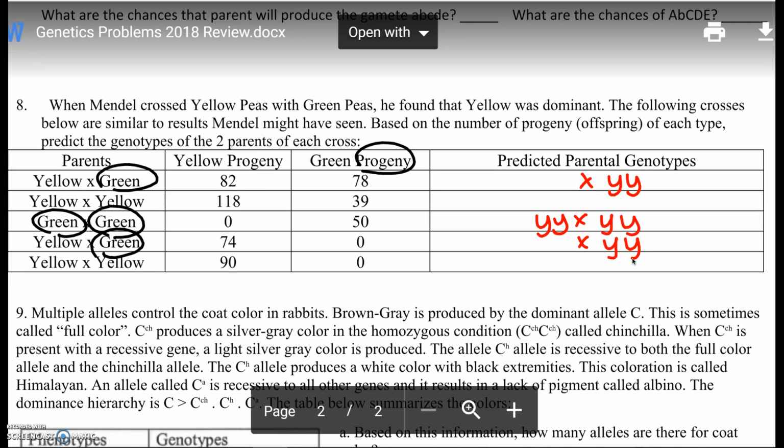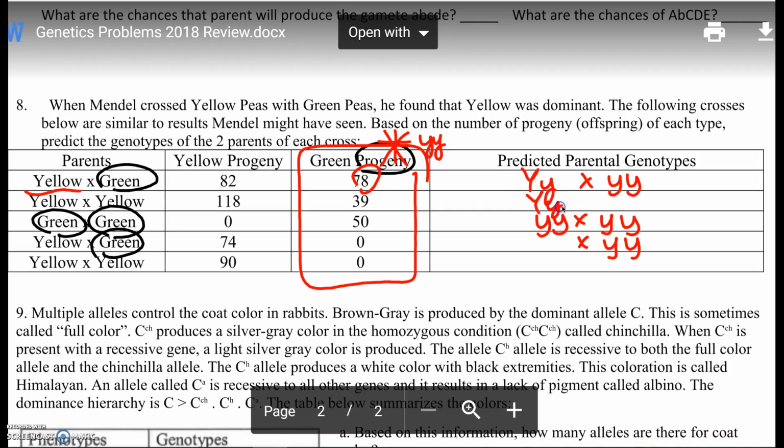Obviously, if a parent is yellow, they could either be homozygous or heterozygous. So when it comes to those, that's where the offspring come in. This is your key. The offspring showing the recessive trait. Because you know if they show the recessive trait, they have to be little y, which means they had to get a little y from each parent. So even though this parent is yellow, it has to be big Y, little y, because they had some green offspring. How about our second cross? Both parents are yellow.